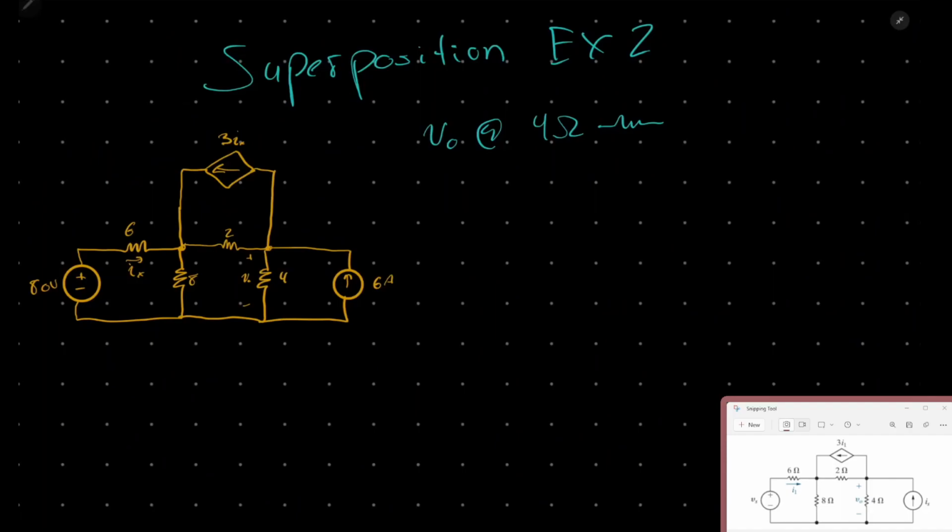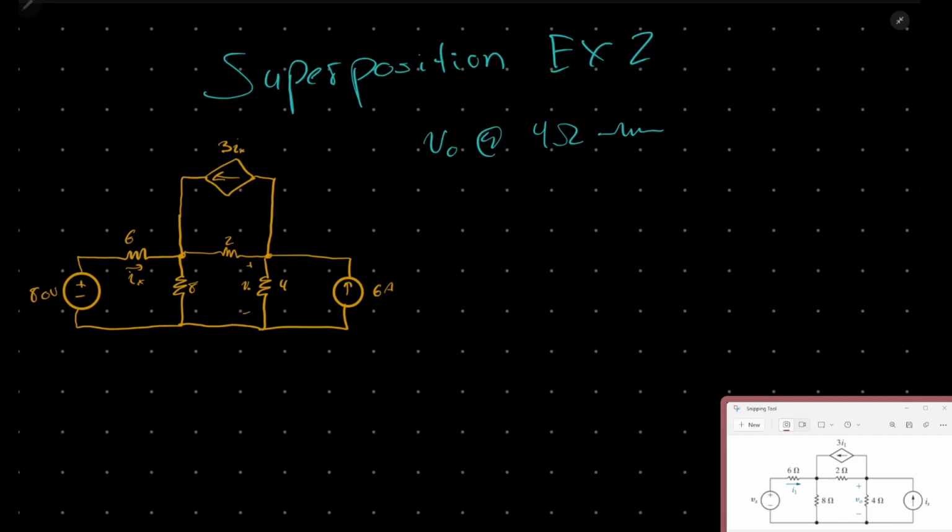Here's another example of solving a circuit using superposition. A slightly more complicated circuit this time, because this time we have a dependent source. And when using superposition, we have to remember that when we're shutting down our sources, we cannot shut down the dependent source.